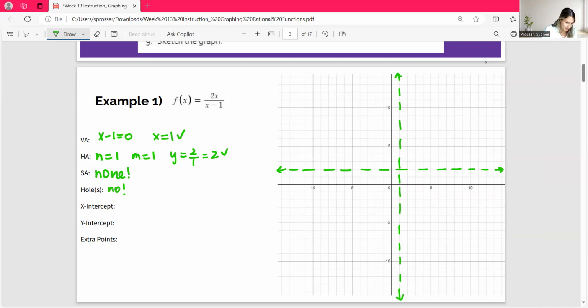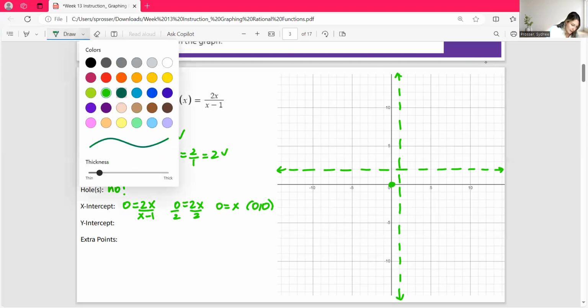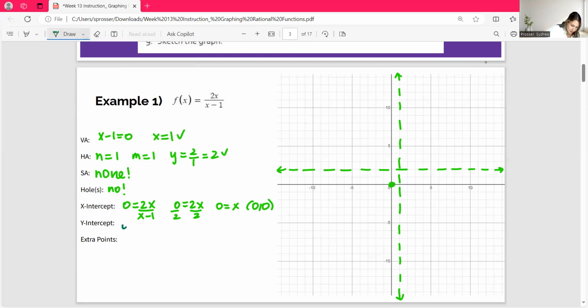Our x-intercept is when we set our equation equal to 0. If I set my equation equal to 0, I'd multiply both sides by x minus 1, so I'd be left with 0 equals 2x. Divide both sides by 2, and I get 0 equals x, so I know my x-intercept is at (0, 0). Y-intercept, I'm going to change the color here. Y-intercept is we substitute 0 in for our x's, and we get 0. So I know my y-intercept is also the origin.